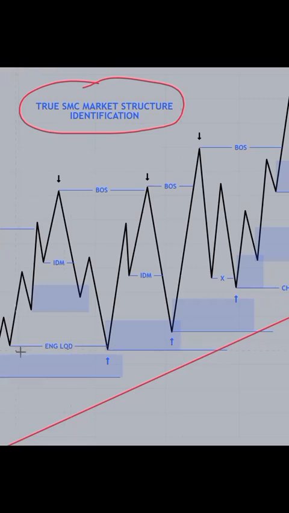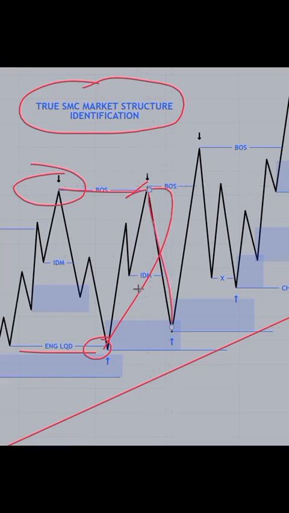Now here, after price has swept the engineering liquidity and gone past this high, making a valid break of structure, we can see price coming down again, taking out the inducement, mitigating the extreme POI and pushing up, breaking past this high, confirming this as a valid break of structure.